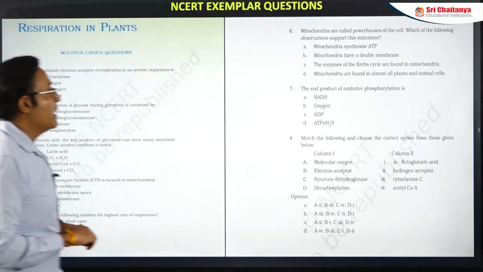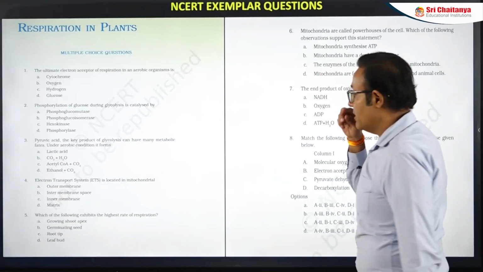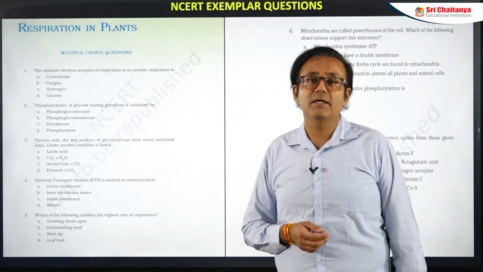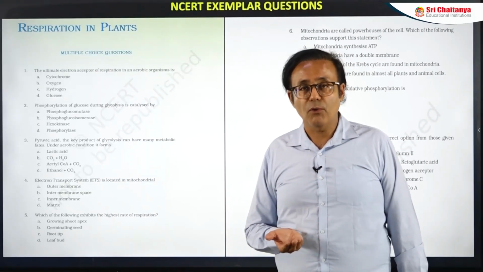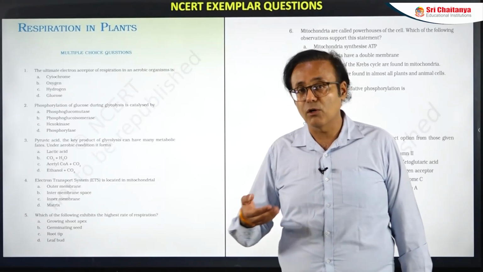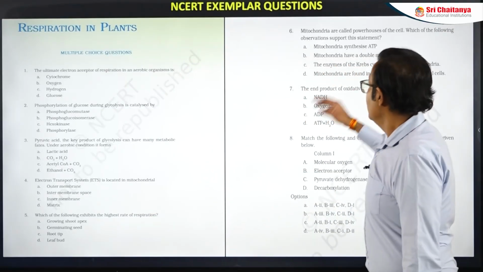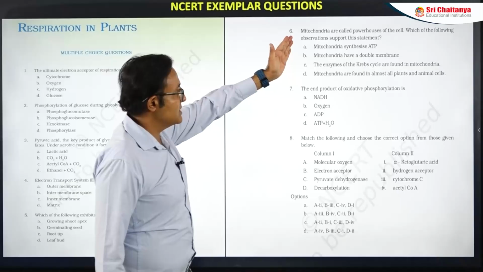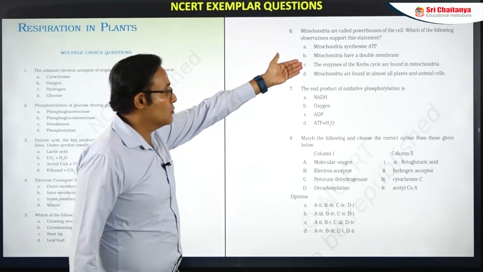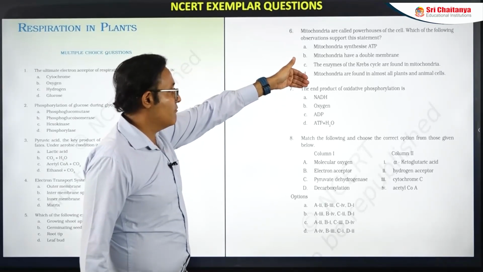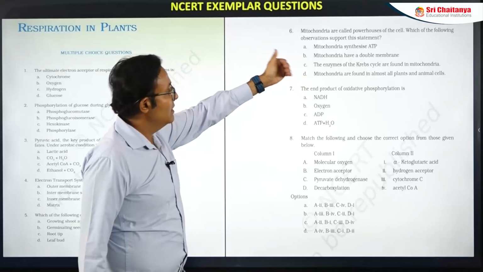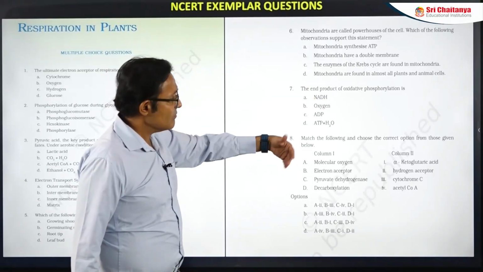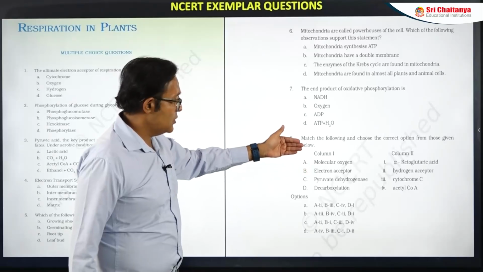You know that the growing shoot apex is generally made up of meristematic cells, and meristematic cells are highly respiring cells, always in a continuous state of division. Then we have, mitochondria are called the powerhouses of the cell. Which of the observations support this statement? You can just go through it. And the end product of oxidative phosphorylation is, of course, ATP plus H2O. Then match the following, choose the correct option, you can just go through it.